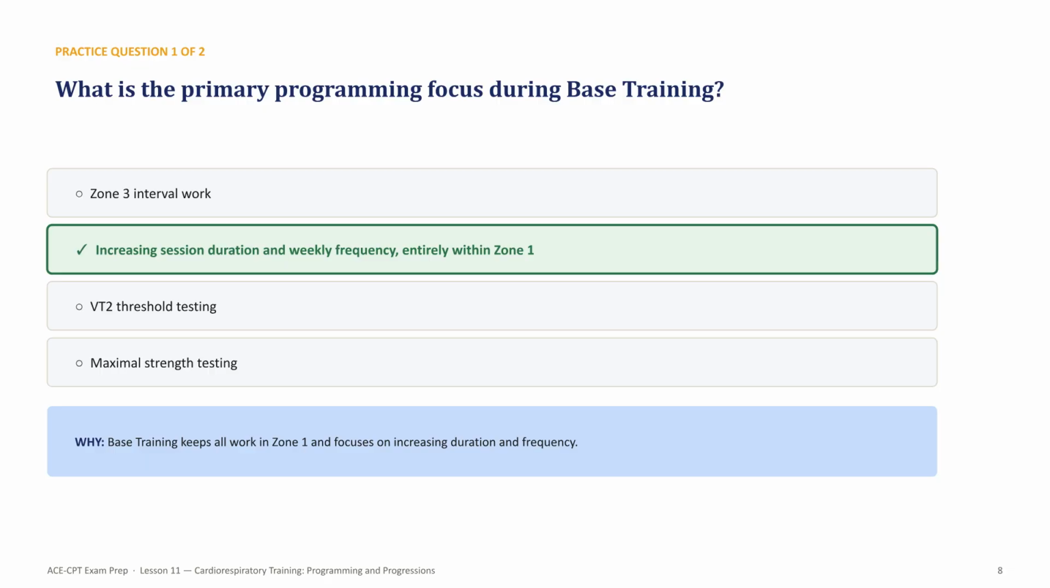The correct answer is option 2, increasing session duration and weekly frequency, entirely within Zone 1. Here's why. Base training keeps all of the client's work inside Zone 1, and the programming focus is squarely on building up duration and how often the client trains, not on adding intensity. Zone 3 work, VT2 testing, and strength testing all belong to later phases or different domains entirely.